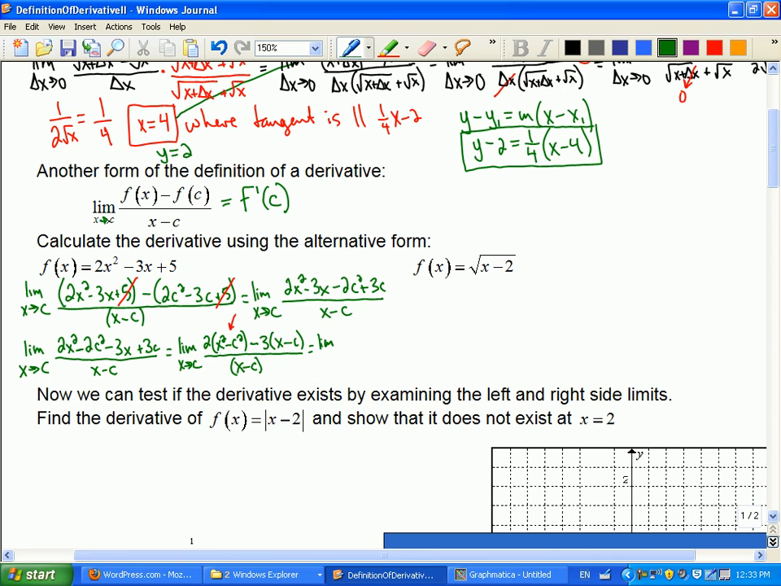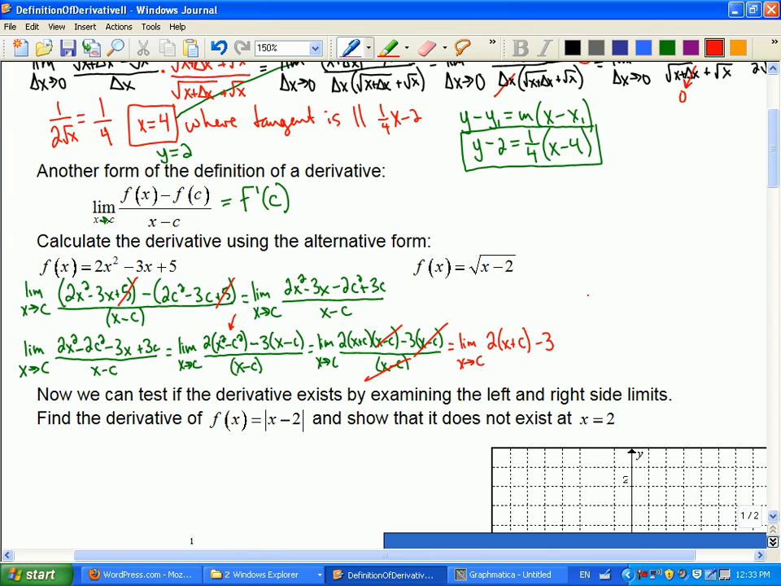So I'll get the limit as x goes to c. This will be 2(x plus c)(x minus c) minus 3(x minus c). And now I can take them out because they're in all three pieces. So that's gone, and that's gone. I've divided the x minus c out of all those pieces. And it leaves me with the limit as x goes to c of 2(x plus c) minus 3.